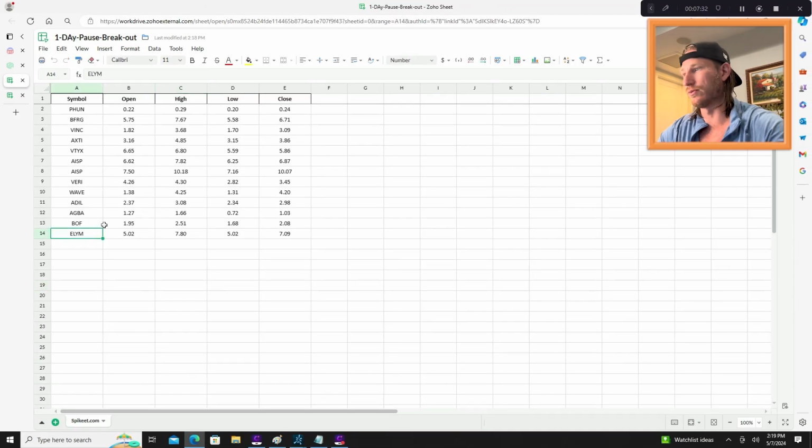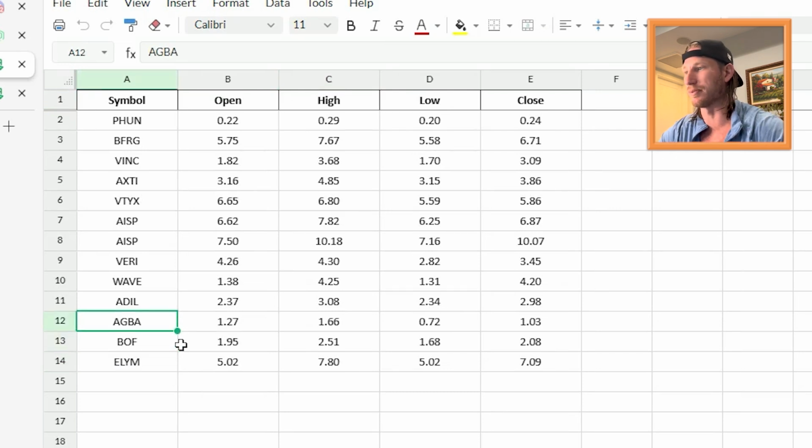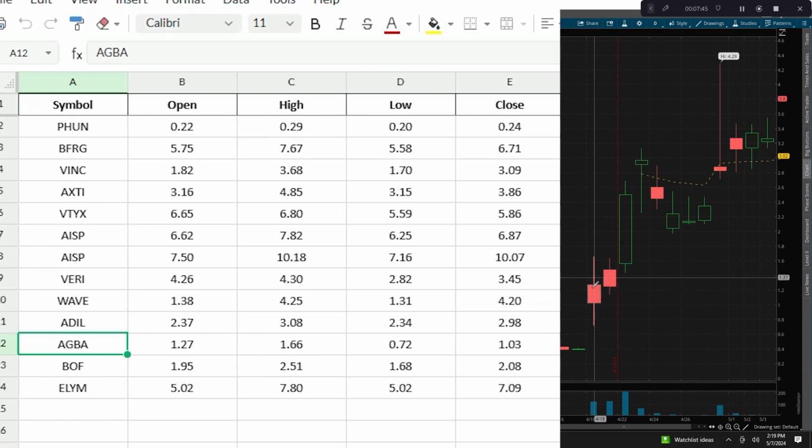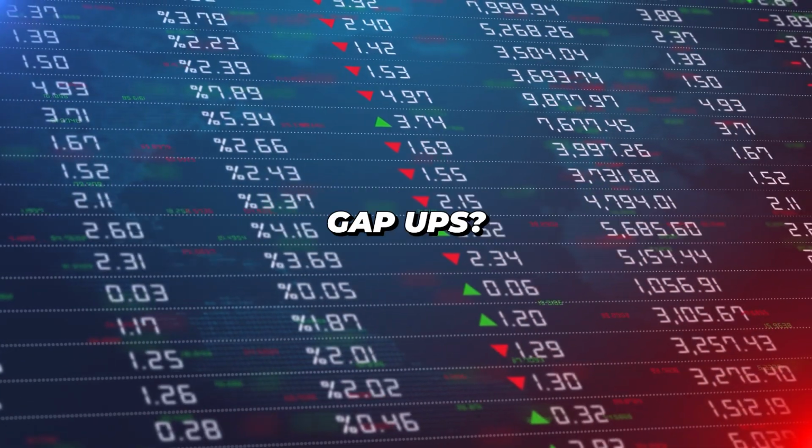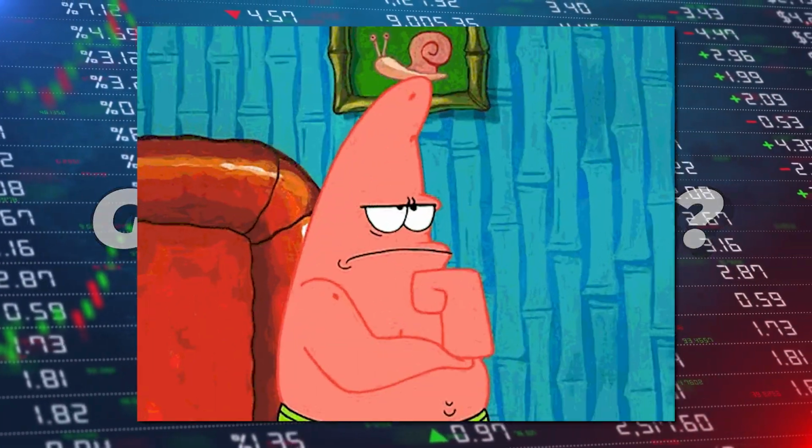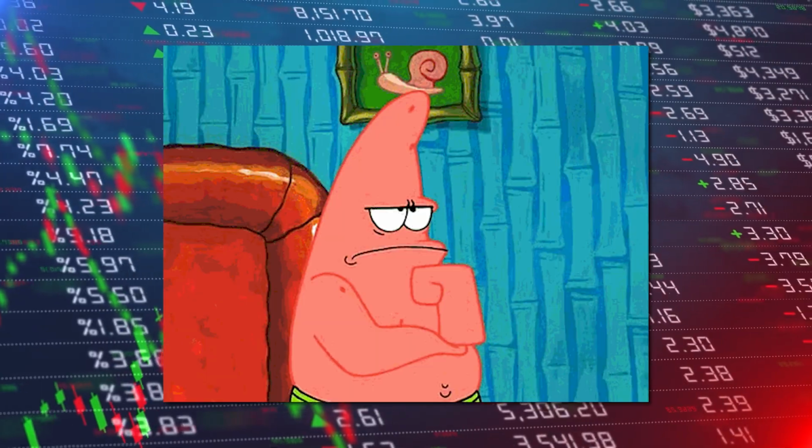And there we have it. Right here, AGBA, just a couple days ago, the open is 1.27, the high is 1.66, the low is 72 cents. So this day that it's depicting right here is going to be AGBA on day 0. So after 2 days, it breaks out and you're gonna have a successful result on AGBA. So what I would do next is probably go into day 3 and figure out, do I expect gap ups? Do I expect gap downs? What percentage do I expect this type of setup to return?